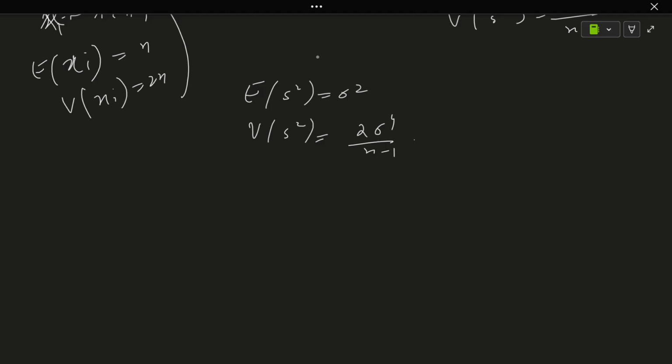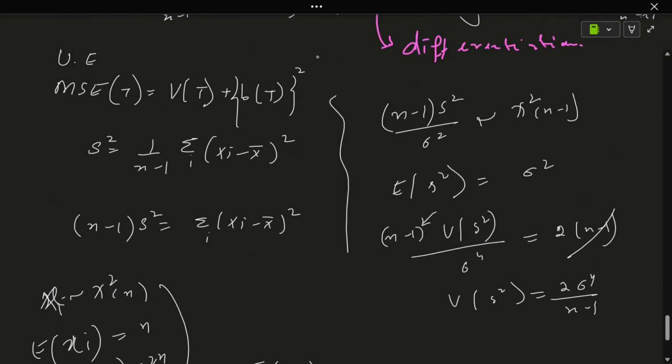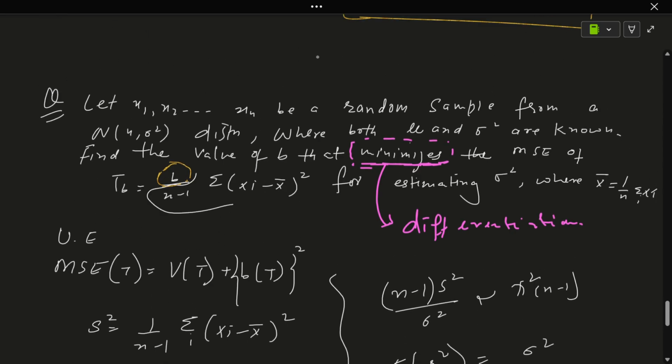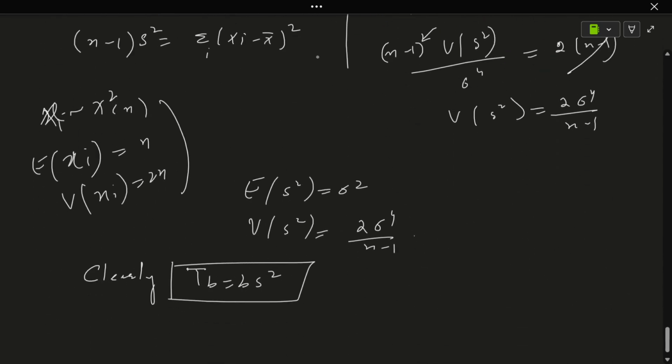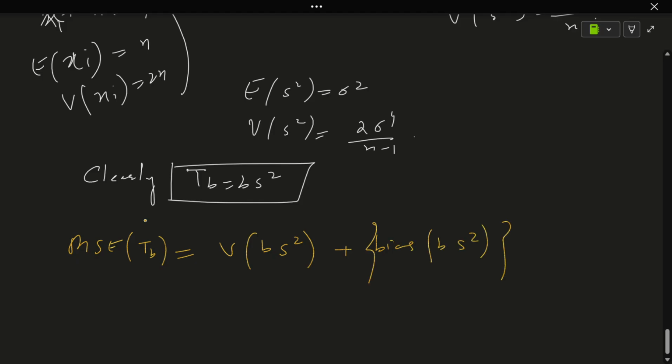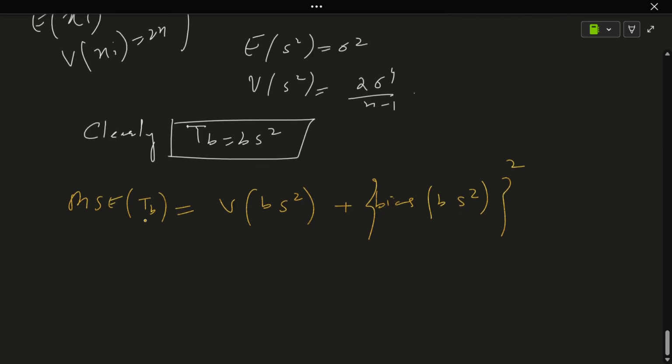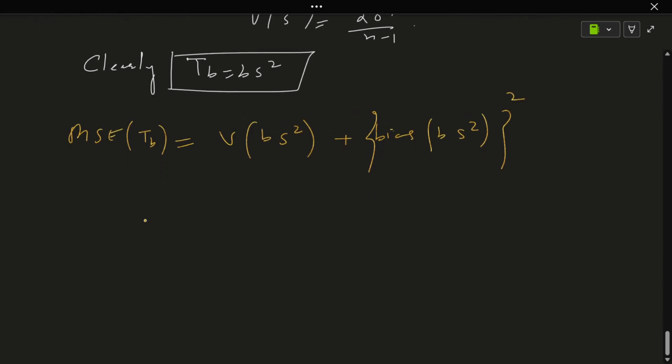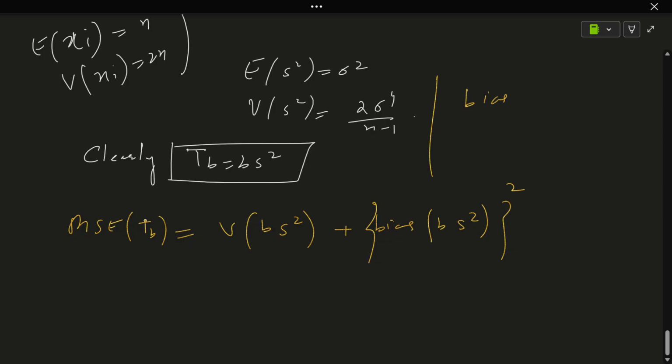So clearly my TB is equal to b s square. See, my TB is equal to b times this, my s square. Now, what is the MSE of this TB? That will be nothing but the variance of b s square plus the biasness of b s square whole square. And biasness of t is nothing but the expected value of t minus theta.